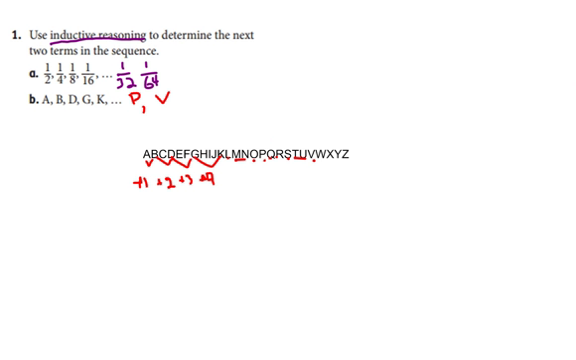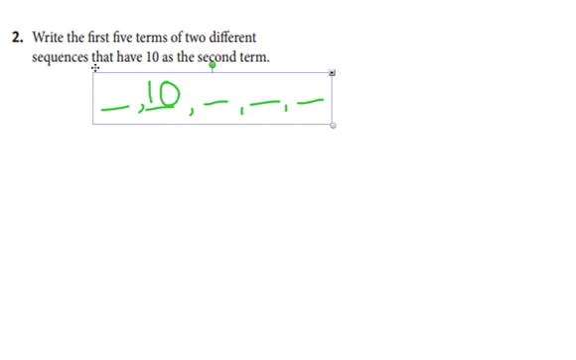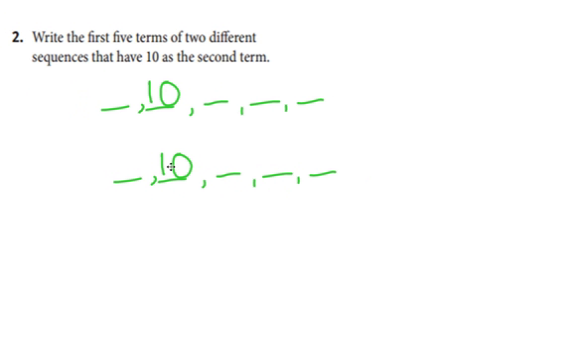Hooray. Okay. Number 2, write the first 5 terms of 2 different sequences that have 10 as the second term. So all this is meaning is we want to write a sequence where 10 is the second number. So we need a first number, a third, a fourth, and a fifth. There's an infinite number of patterns we could come up with. Basically, all we gotta do is pick a first number.